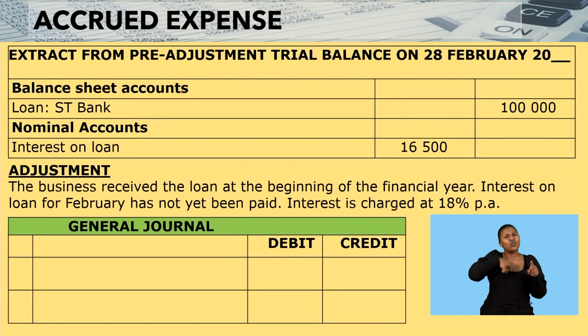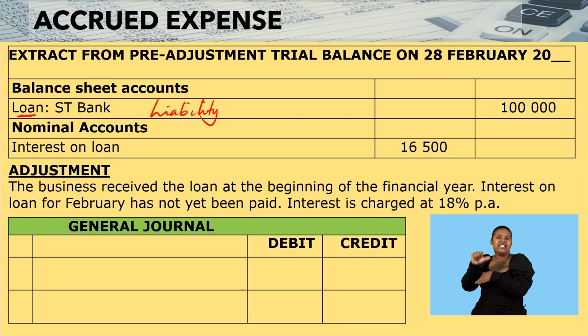I want us to look at the next activity. Let's go on to the next activity. The information reads, extract from the pre-adjustment trial balance. We have the balance sheet account section, then we have a loan. Remember, a loan is a liability, and it is 100,000. Then the interest on the loan is 16,500.